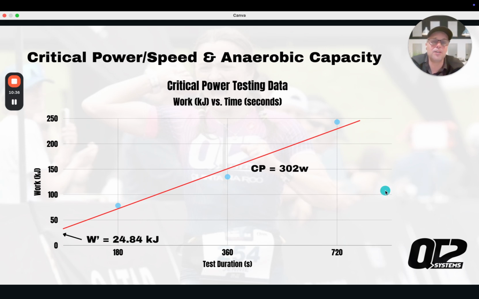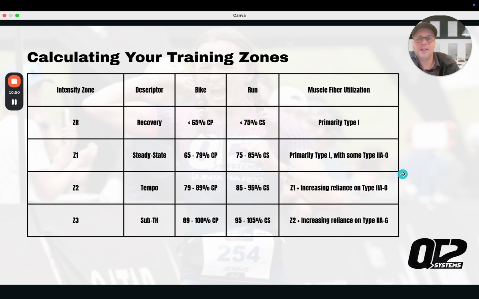So this is a nice example of how we can, through just 21 minutes of testing, 3 minutes, 6 minutes, 12 minutes, determine everything we need to know about the athlete and determine their training intensity. So calculating your training zones. We have our training zones, as I outlined earlier, as recovery zone, our steady state zone, our tempo zone, and then our sub-threshold tempo zone. The recovery zone is below 65% of critical power and below 75% of critical speed. And the muscle fiber usage is primarily type 1.